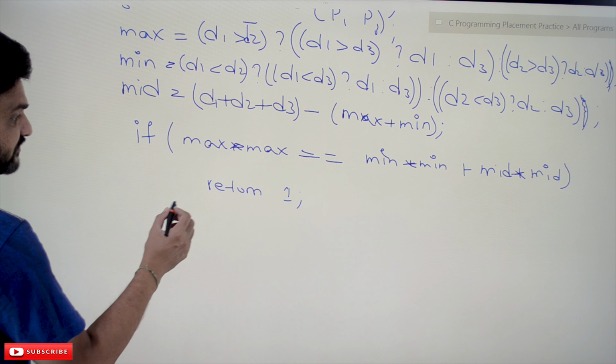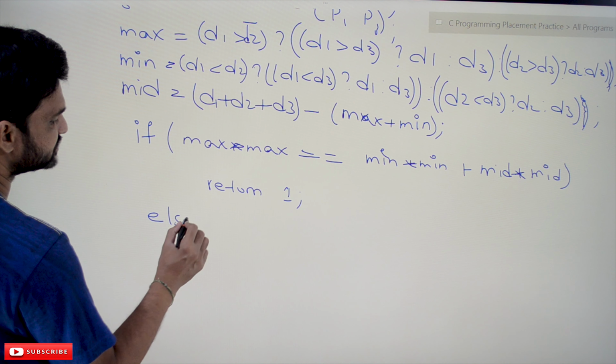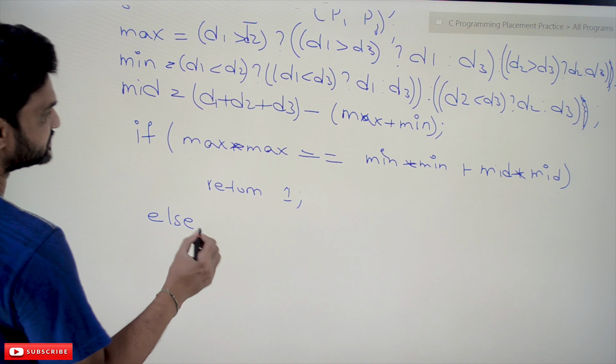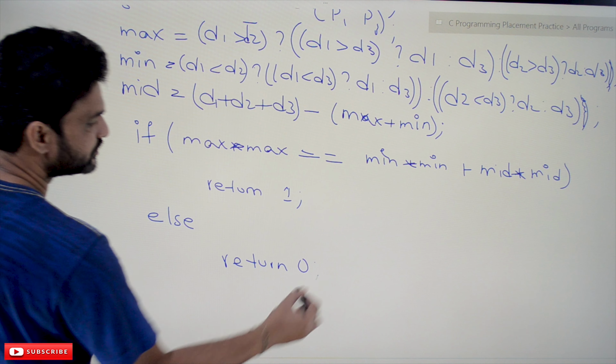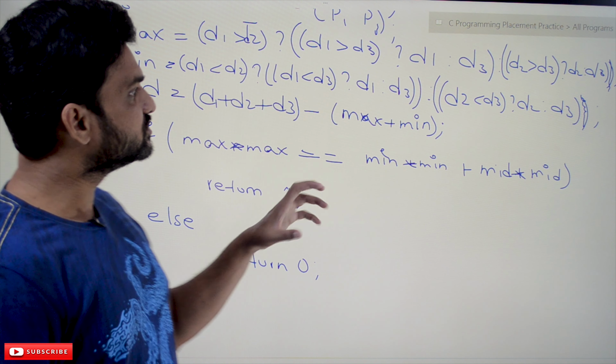If it happens to be false, next we have to use the else statement. In this else statement we have to give return 0. So this is how the program is designed.